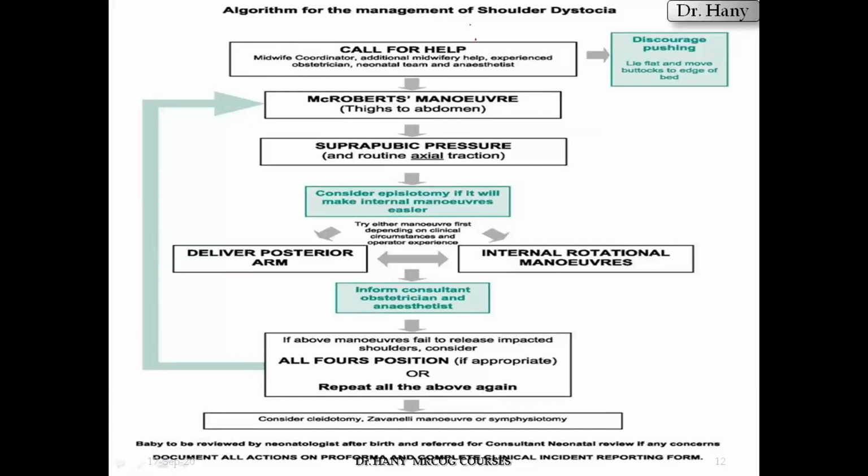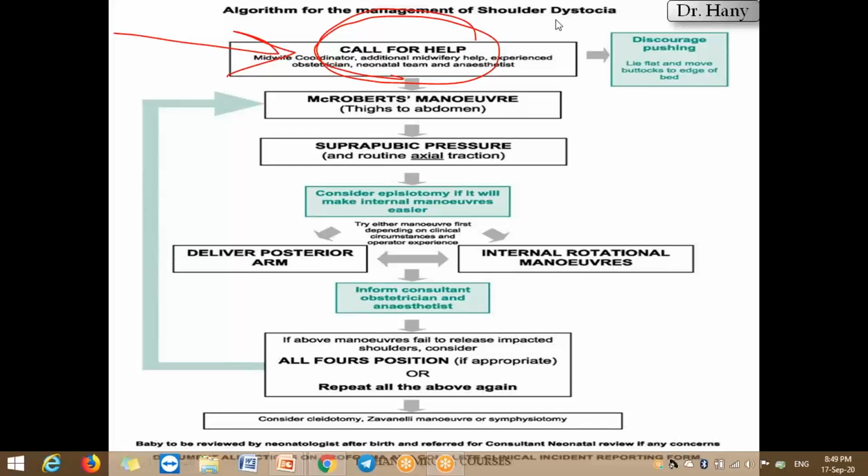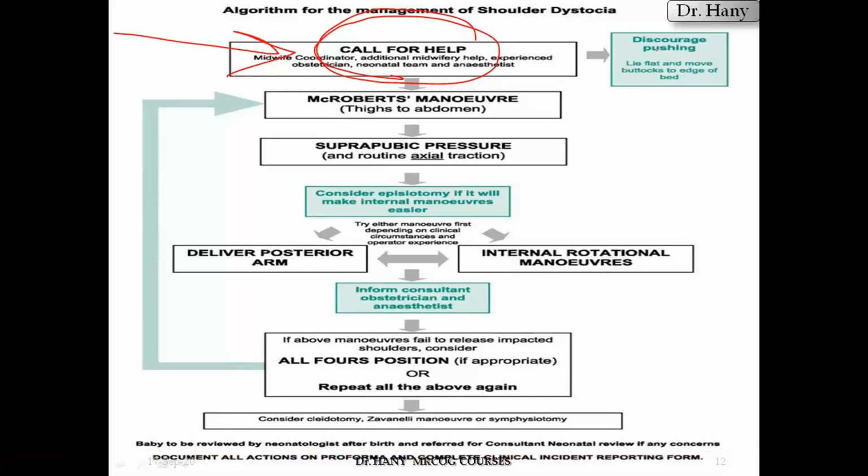The first step is to call for help. Once you diagnose the turtle sign or find shoulder dystocia, and the head is retracted against the woman's buttock, push the help buzzer to call for help. Stop oxytocin, stop pushing, and bring the woman to the edge of the bed.